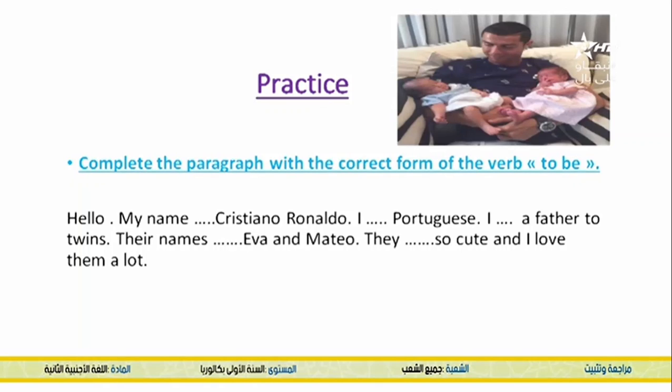Okay, number one, my name, exactly, my name is Cristiano Ronaldo. Can't say my name are, right, no, my name is. I am Portuguese. I am a father to twins. Their names, now look here, plural. Their names is Eva and Matteo? No, it's not. Their names, yes, are, exactly. And they are so cute and I love them a lot. I hope it's clear, right?